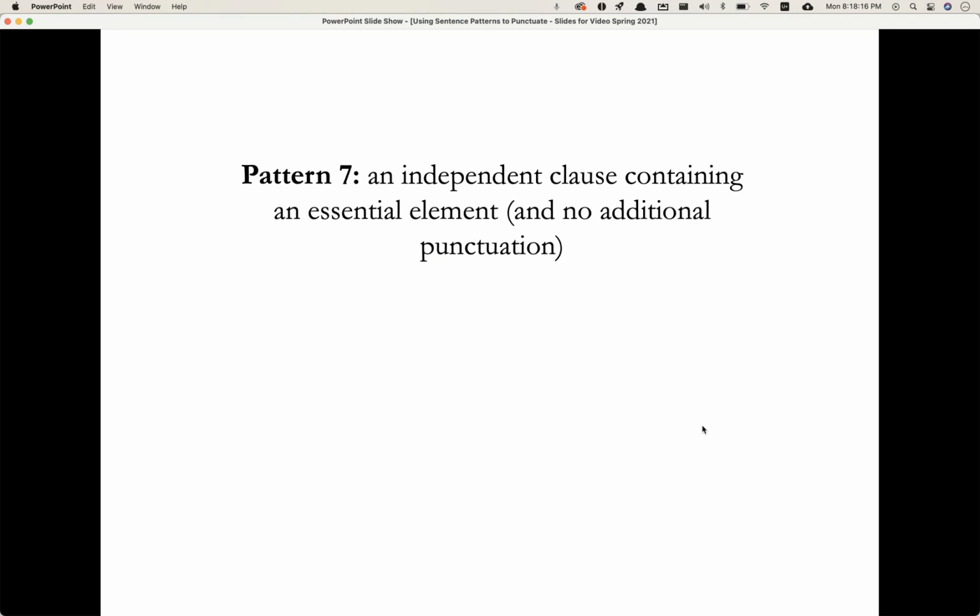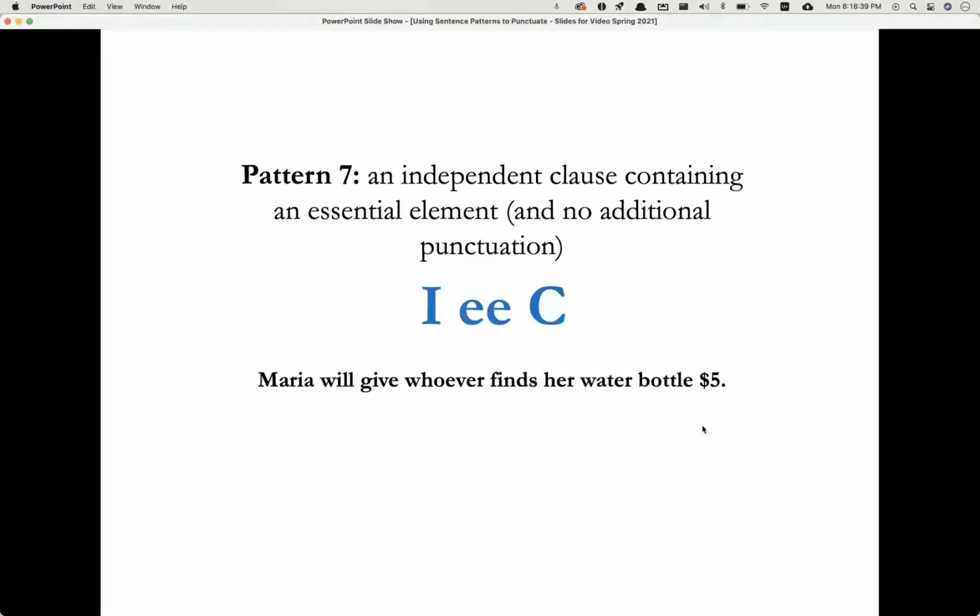Pattern 7 is an independent clause containing an essential element and no additional punctuation. So if you put an element that is essential to the sentence within a single independent clause, often starting with something like "whoever" or "whichever," then you don't need to add any punctuation to that. So, Maria will give whoever finds her water bottle $5. I would expect you could recognize that "whoever finds her water bottle" in this sentence is the essential element, and therefore the pattern is IEEC, and you do not need any punctuation.